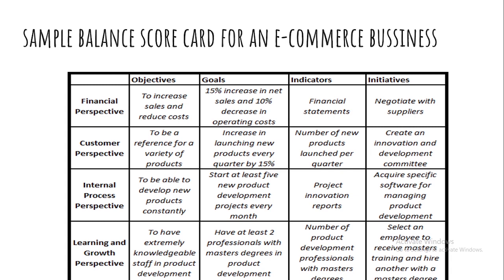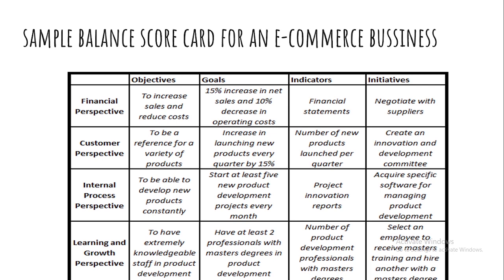And for initiatives, what we hope to do to achieve these targets we've set is to select an employee to receive master's training and hire another with a master's degree. So that's how you can do your balanced scorecard for any organization or business, by internalizing those 4 aspects of financial, customer, internal process, and learning and growth.